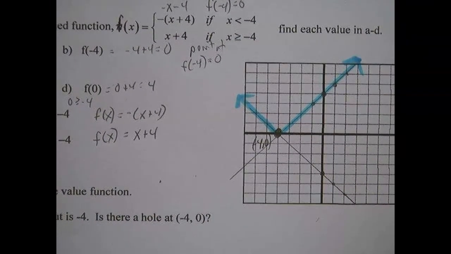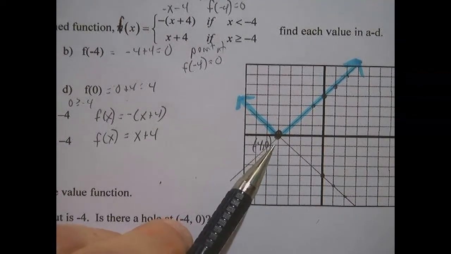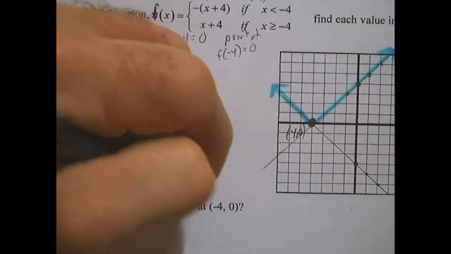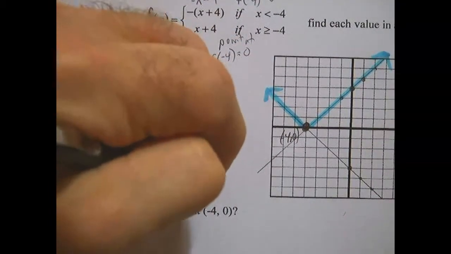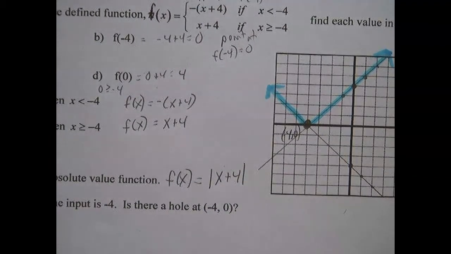So let's see if we can write that equation. That's just an absolute value function. It's translated to the left 4 units. So that's going to be f of x equals absolute value of x plus 4. That's how you show something that's moved to the left, right? It moves to the left, it's a plus in there.